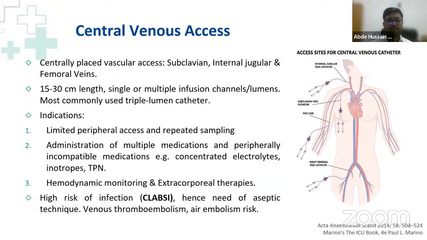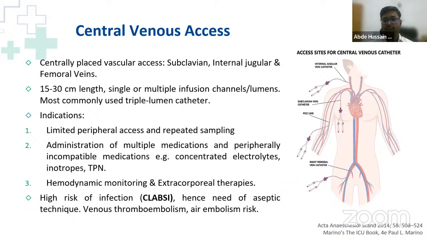As we can see, a central venous access is taken into the subclavian, an internal jugular vein, or a femoral vein. Its length is 15 to 30 centimeters. It can be multiple lumen, and the more lumens the better, a triple lumen as compared to a double lumen, as it helps in various drug administration.